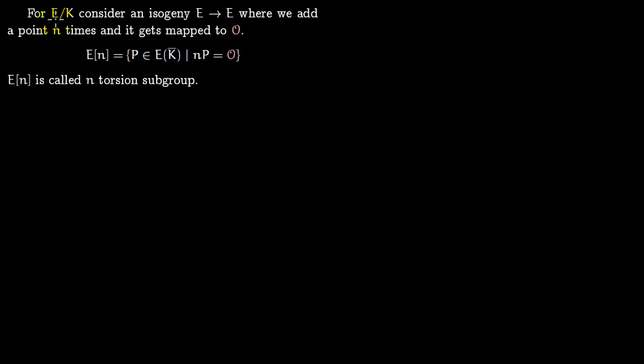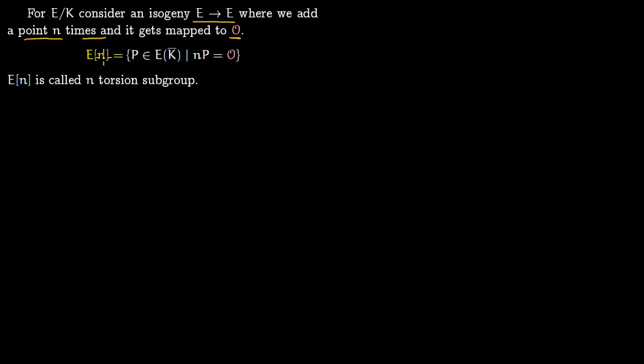So consider an elliptic curve E over some field K, and say you have an isogeny from the elliptic curve to itself. So it's an endomorphism. What we are trying to do is take a point P on the elliptic curve E and add it n times. And it so happens that after adding it n times, it gets mapped to the origin or the special point of the elliptic curve.